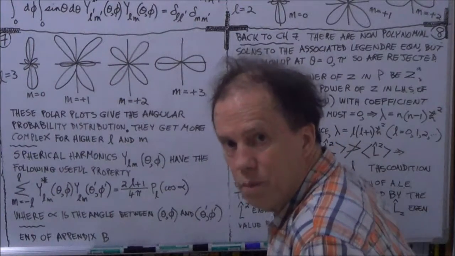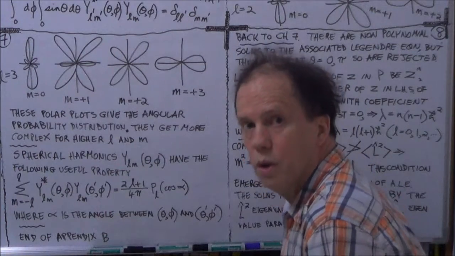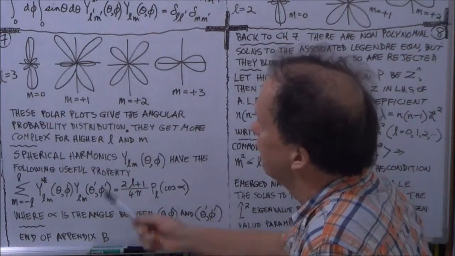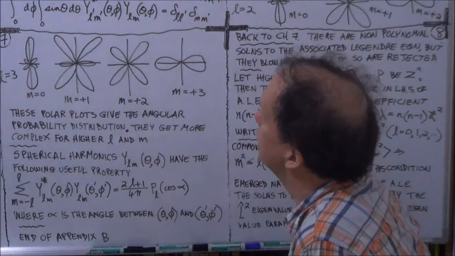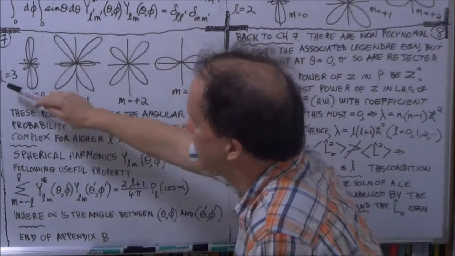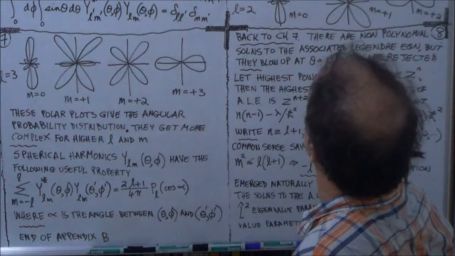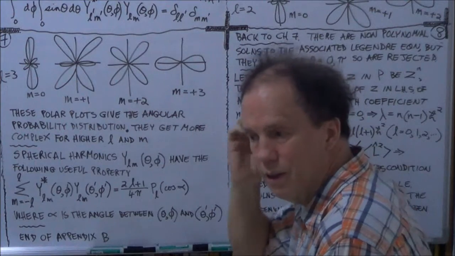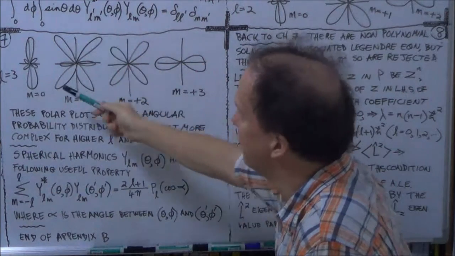Now, as promised in the previous session, I'll give you a few more polar plots. They are the square of the modulus of spherical harmonics. This one is for L equals 3, M equals 0. I don't have the mathematical formula for that written up, but just take it on trust.